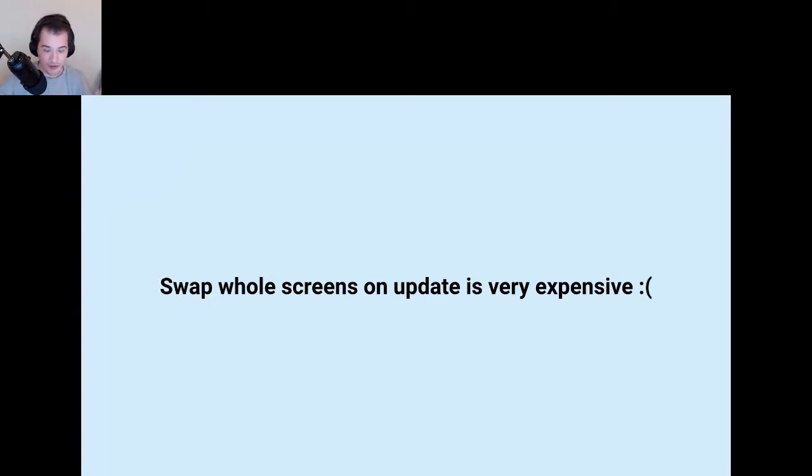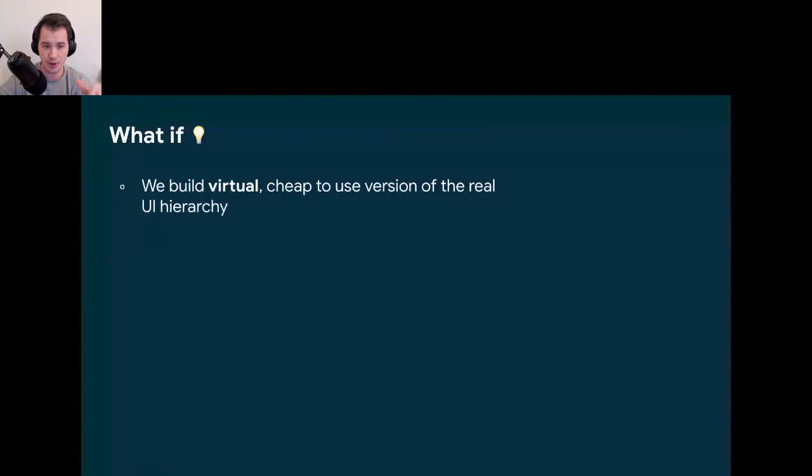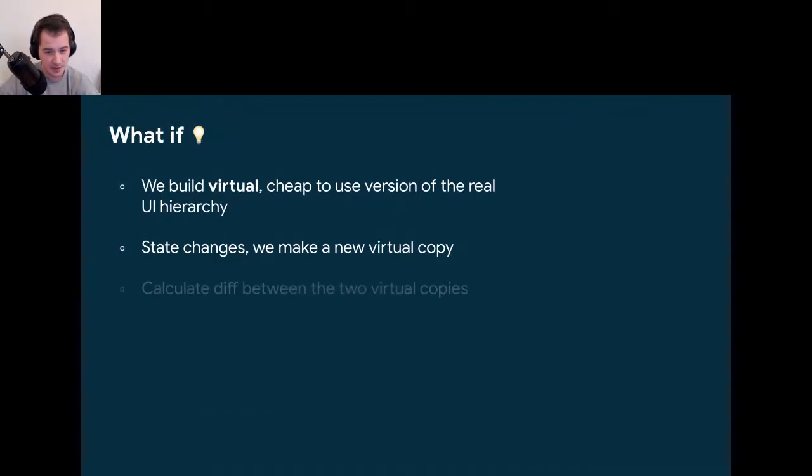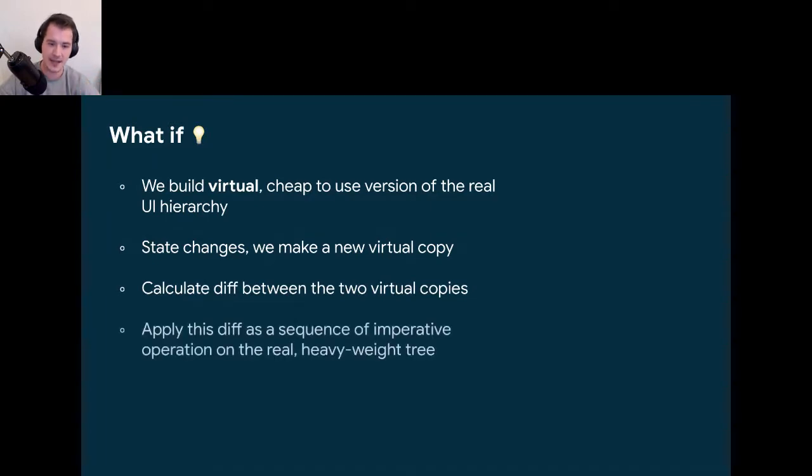But we can swap the whole screen of views, or the whole HTML page. Is very expensive and very laggy. You don't really want this. You want also maybe have some animations, move something around. So what if we will have the following idea? What if we will build virtual, cheap-to-use version of real UI hierarchy? And then if state changes, we build this new virtual copy, which is very cheap. And then we calculate the difference between these 2 copies and apply this difference as a sequence.